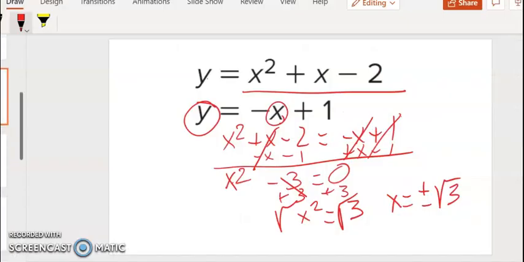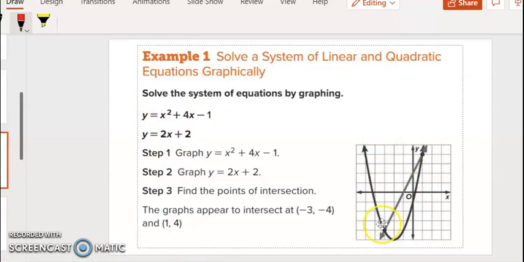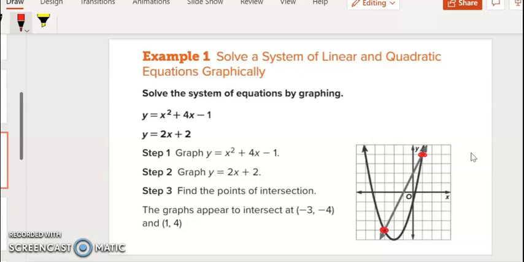So I'll go back to that one and check it and make sure I did everything right. So let's look at this example. It says solve it by graphing. You have 2 systems, and this is what your graph looks like. So our solution is where those 2 graphs intersect. Our solution would be negative 3, 4, negative 4, and then 1, 4.